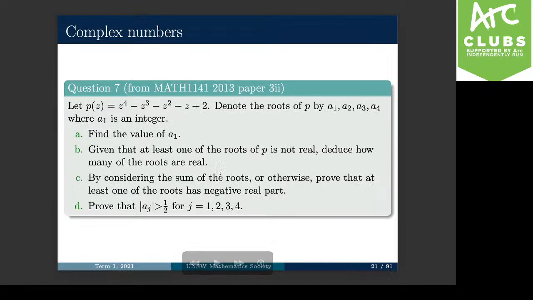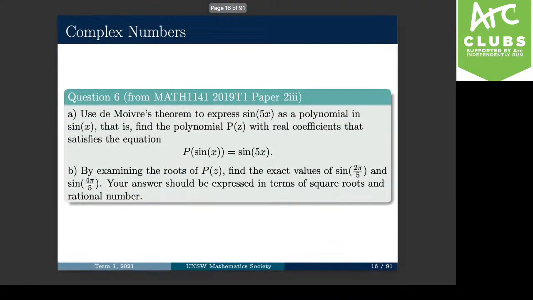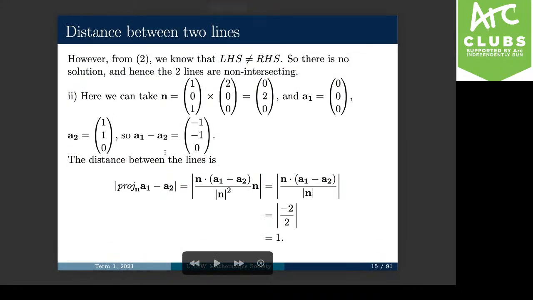Yep, sure. A1, A2. A1 minus A2 is just minus 1, 0, where A1 is just the position vector of the first line, and then A2 is the position vector of the second line.